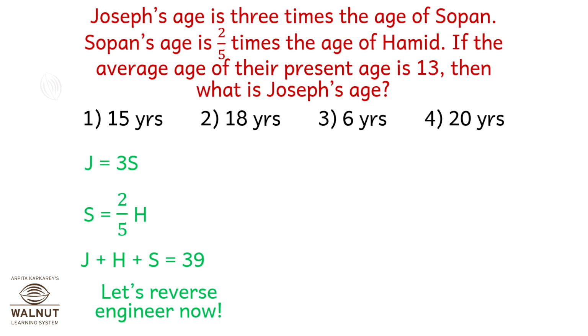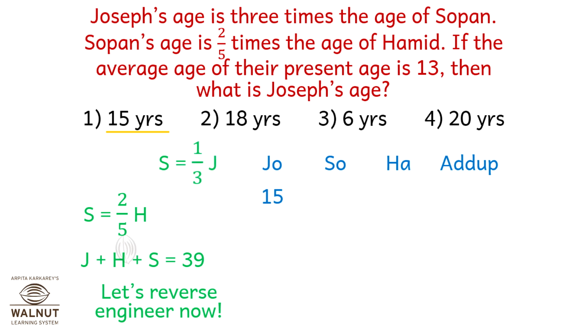Let's reverse engineer now. Let's write down the names of Joseph, Sopan and Hamid here, and let's try to add up their ages. Let's try Joseph's age to be 15 years. Let's go for option number 1. Now we know that Sopan is 1/3 of Joseph. How do we know that? Because we know that Joseph is 3 times Sopan's age. So S will be 1 upon 3 of J.